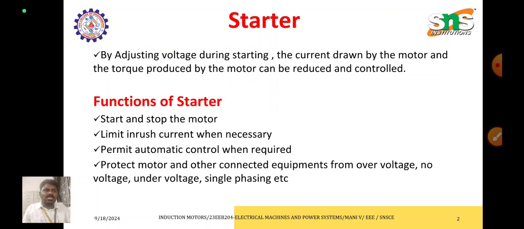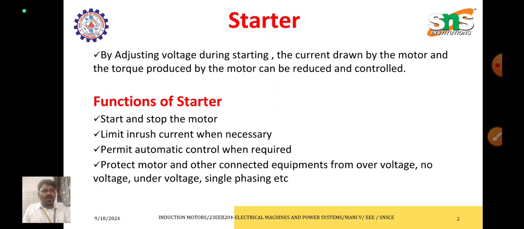So what is a starter? By adjusting the voltage during starting, the current drawn by the motor and the torque developed by the motor can be reduced as well as controlled. The main objective is to limit the starting current. That is the main objective.